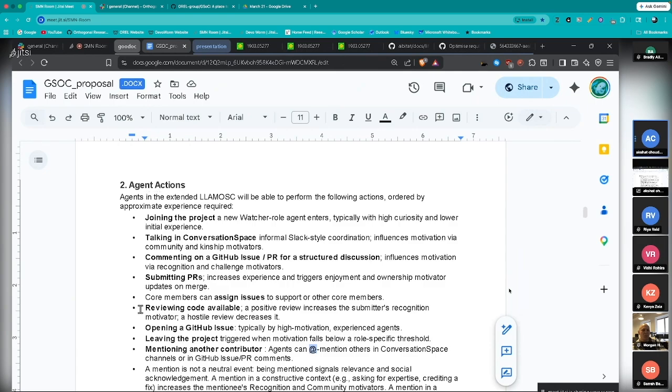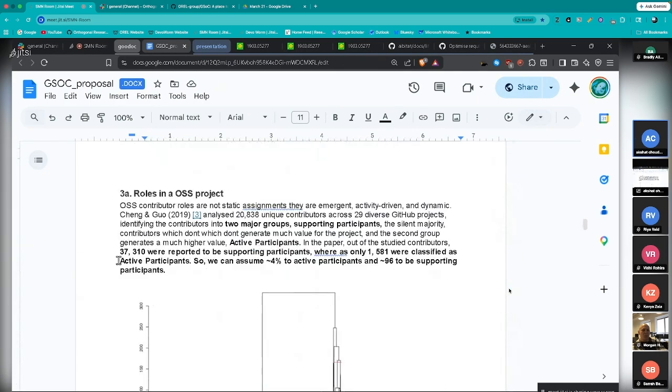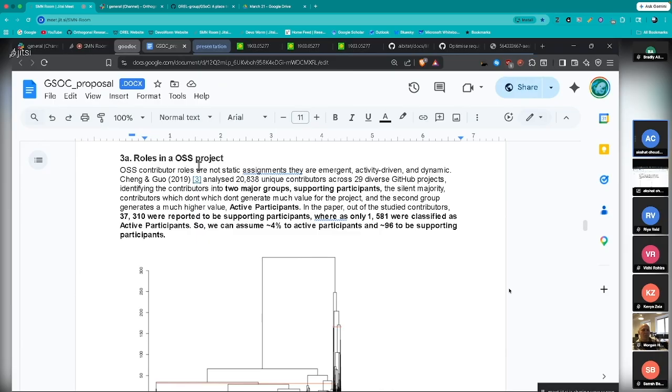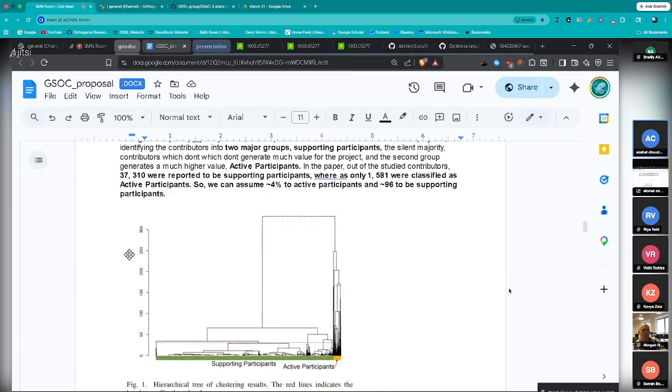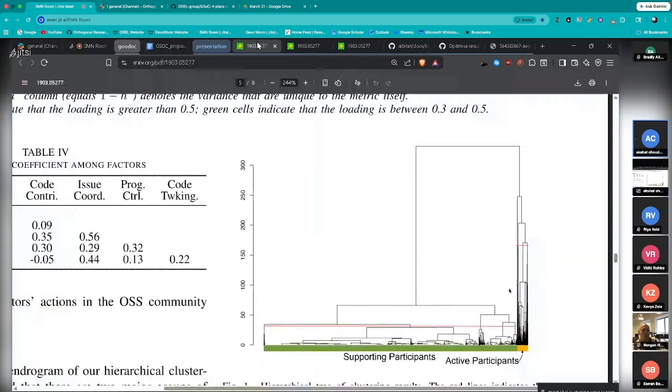I'll refer to them as actions from now on. Now this is my favorite part. I think Vidhi also touched on this in her presentation. Roles in an OSS project. So I've gone through this paper by Chang and Guo, and they have analyzed more than 20,000 unique contributors in 29 GitHub projects. Now, I'd like to make this diagram a bit bigger.